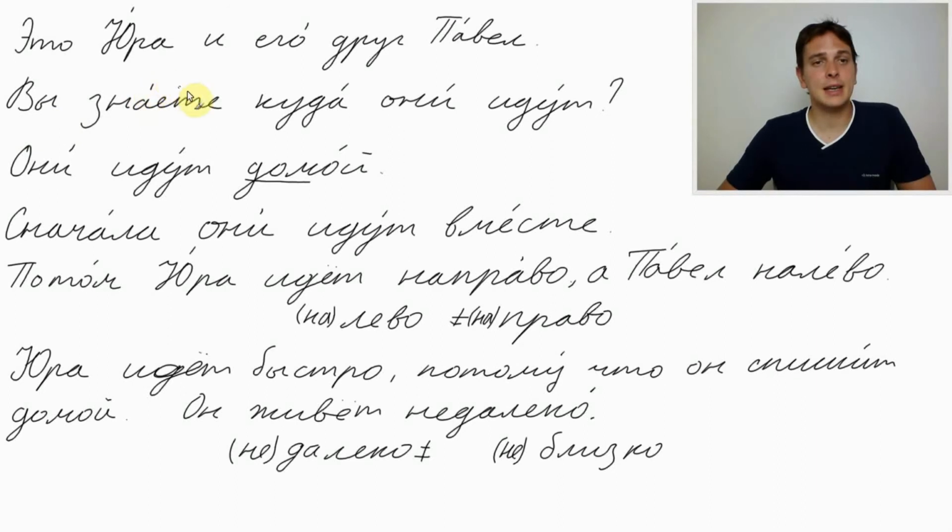Вы знаете, куда они идут? The sentence: where are they going? Они идут домой. They are going home. Они идут домой. Try to read the next one.